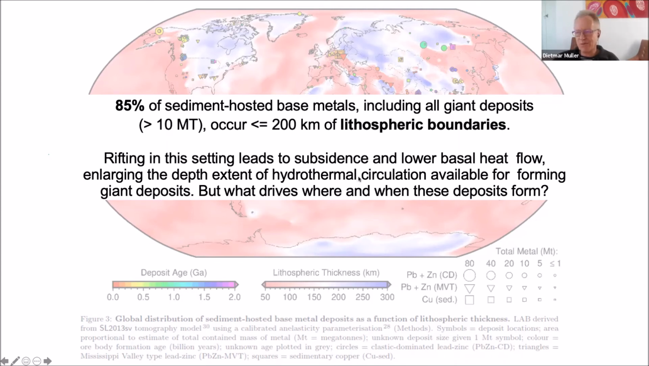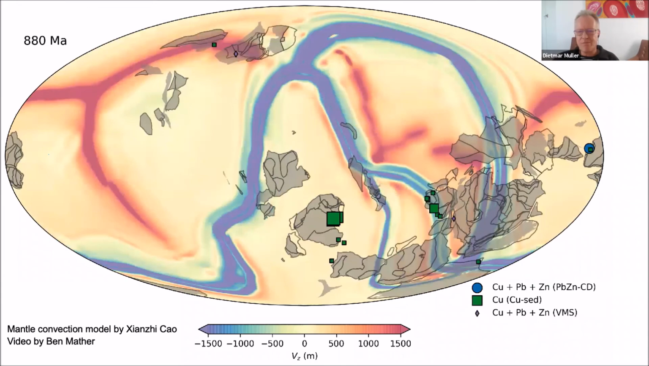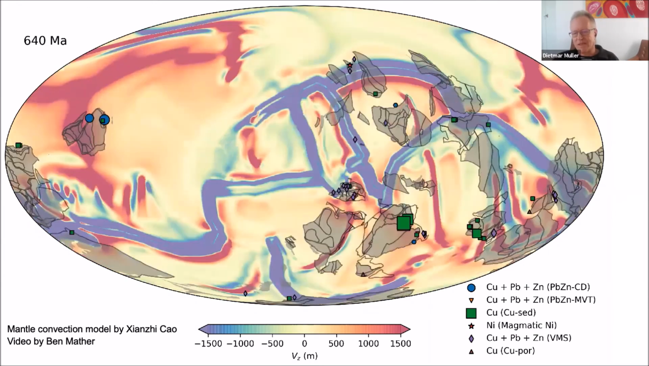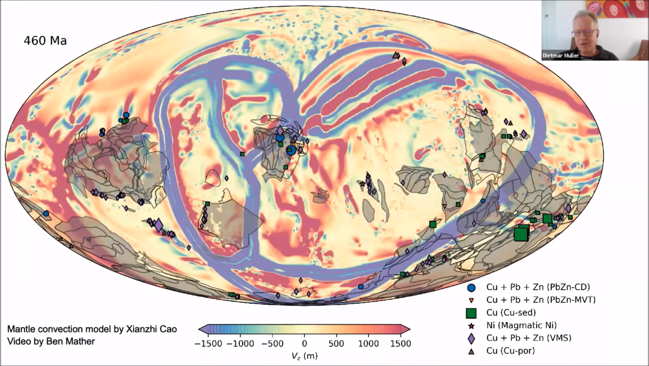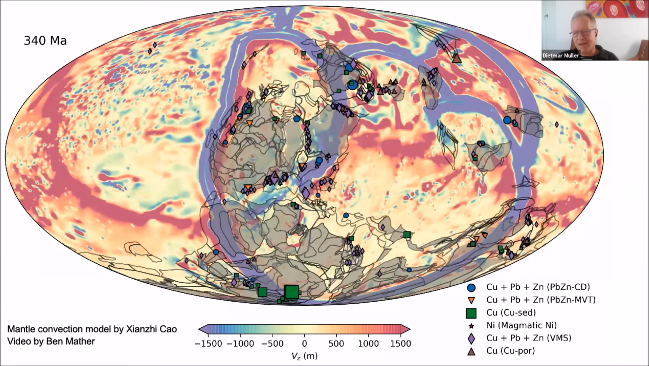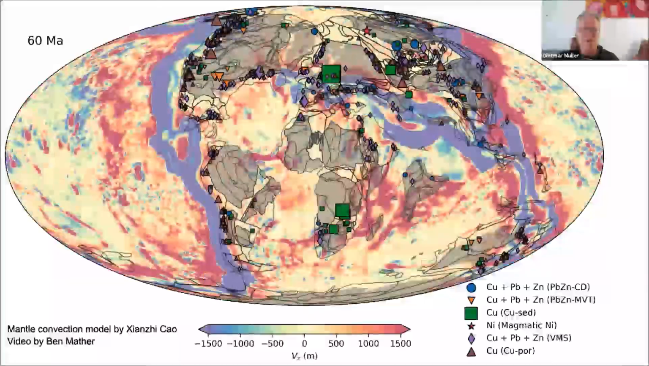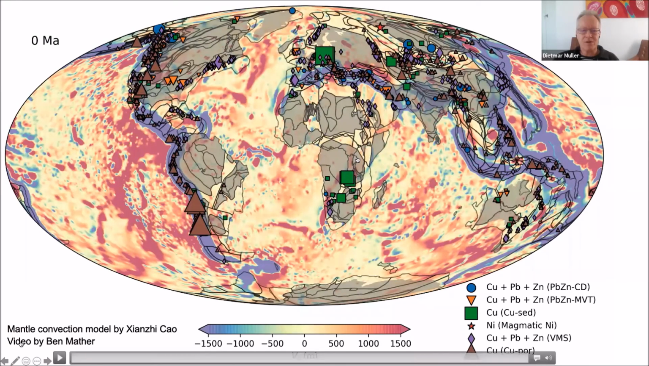Now, I'm not going to provide the answer today. I just want to provide a glimpse into the sorts of things that plate mantle models might enable us to do in the future. So this is again a mantle convection model, and that was run by Chinchi Kao, and the video was created by Ben Mather. And so what we are looking at here is the vertical mantle convection velocity component in the mid-upper mantle with sediment-hosted base metal deposits overlaying.